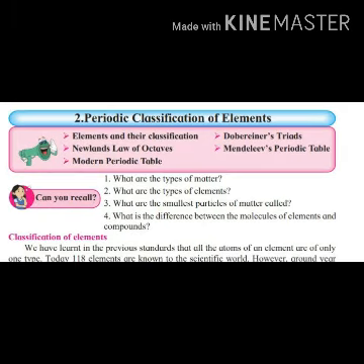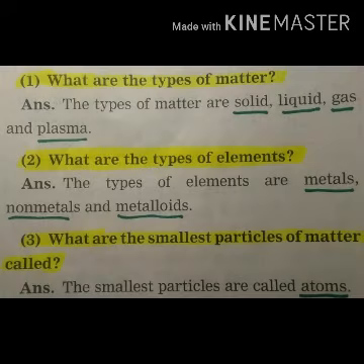Let us see a few questions to recall previous knowledge. First one, what are the types of matter? We know the types of matter are solid, liquid, gas and plasma in physical state. Second one, what are the types of elements? The types of elements are metals, non-metals and metalloids. Third one, what is the smallest particle of matter called? We know the smallest particles are called atoms.